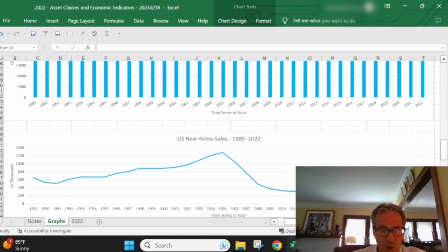This is an interesting chart. This is U.S. home sales in thousands. Basically the U.S. builds about 1 million a year, give or take. And over the years, since the population has increased so much, there is definitely a shortage of homes in the U.S.